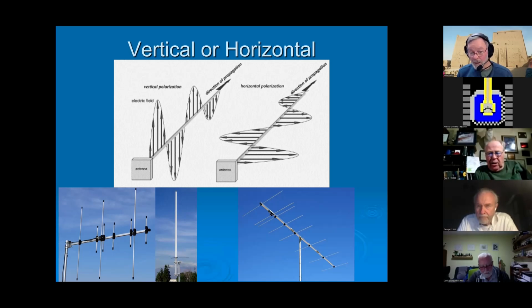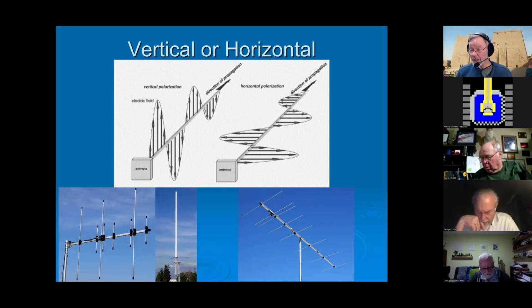So as a generality, for VHF, UHF, you normally end up using vertical polarization for FM communications. If you're in VHF, UHF and using single sideband, typically those people are going to be working for distance and you're going to be using horizontal polarization.